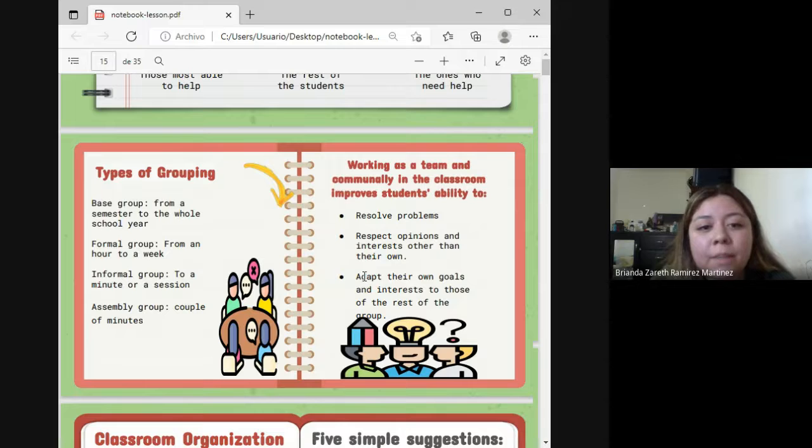And then working as a team and common community in the classroom improves students' abilities, so the students can resolve problems on their own or together. Then the students respect opinions and interests other than their own, and adapt their own goals and interests to those of the rest of their group.